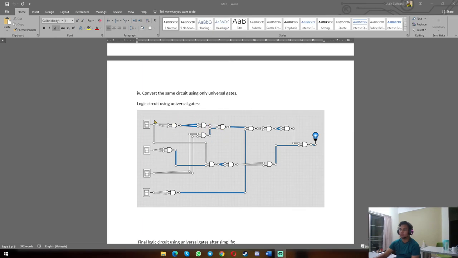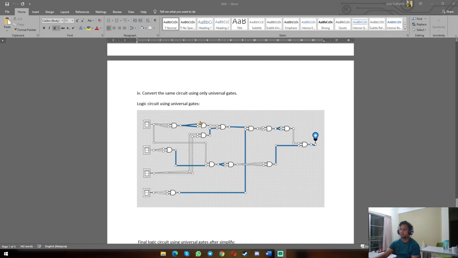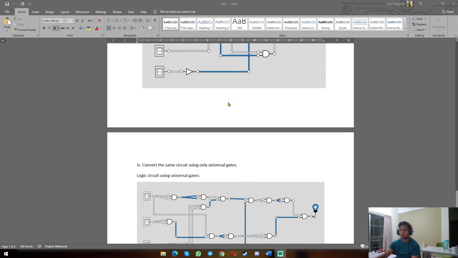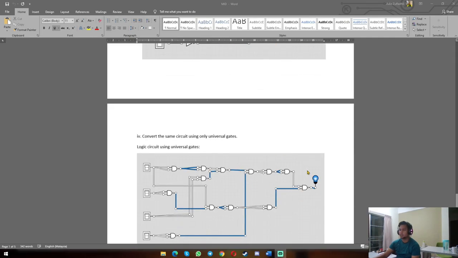If we convert to the universal gate, this is NOT gate actually. And this is NOT gate actually, I'm sorry. This is only for NOT gate. Then for OR gate, this is for OR gate. Yes, this is for OR gate. If we convert to universal gate, and this is for AND gate. As you can see, this is AND gate, and this is AND gate after we convert to the universal gate.